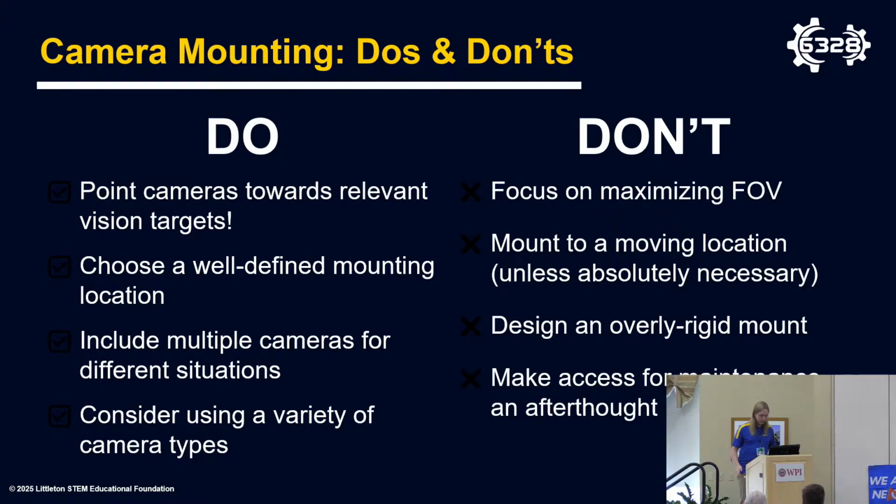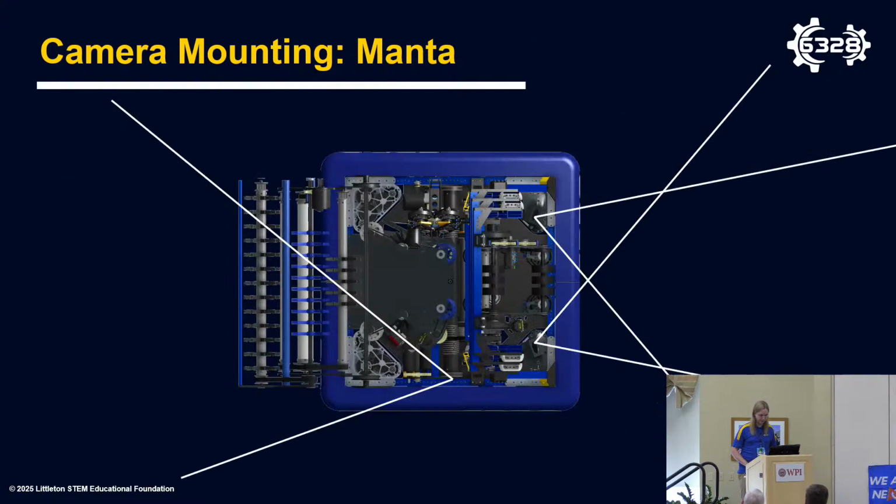And finally, don't make access for maintenance an afterthought. Even after you make your vision system, you'll be needing to debug it, calibrate cameras off the robot. There's a lot of reasons that you want to be able to have access to it after the fact.